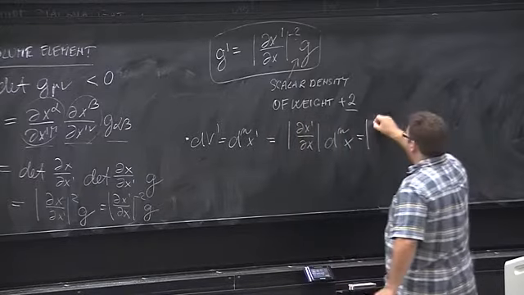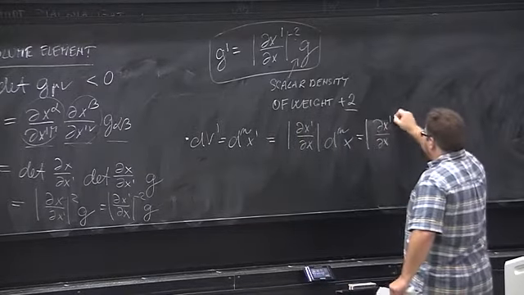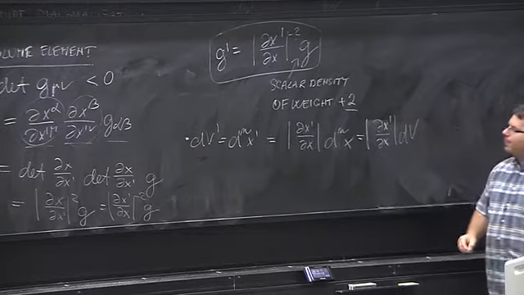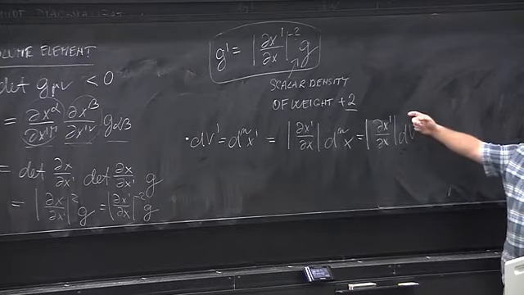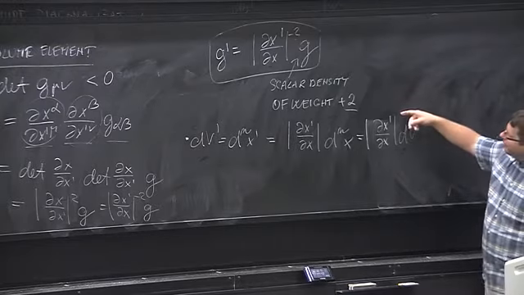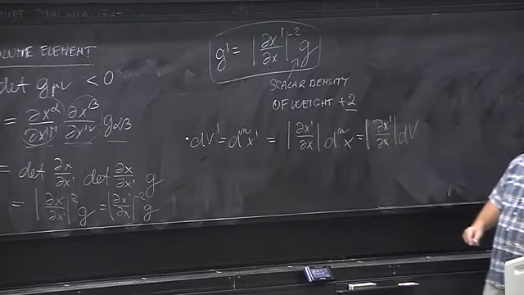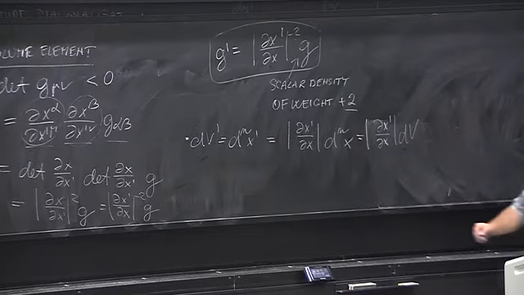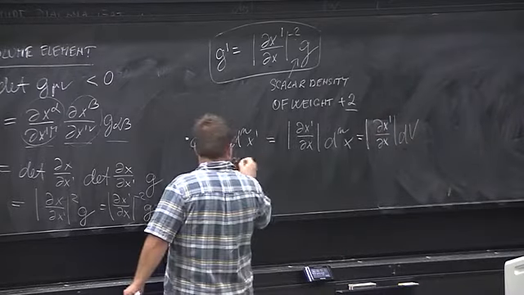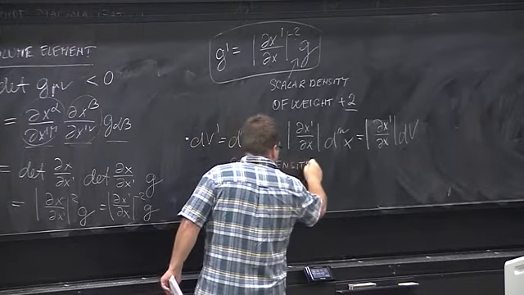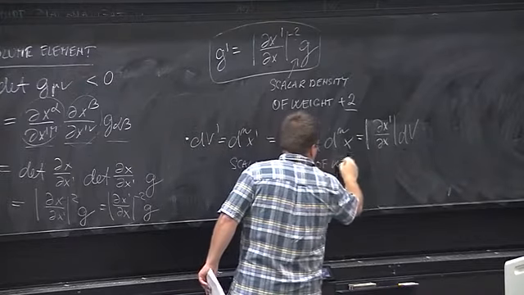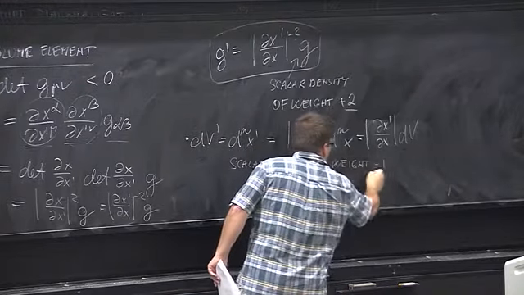So this is dx prime over dx, and then dv. So this is also not a scalar, right? The dv thing is also a scalar density, but now if I want to write it with a minus, it's a scalar density of weight minus 1 now.